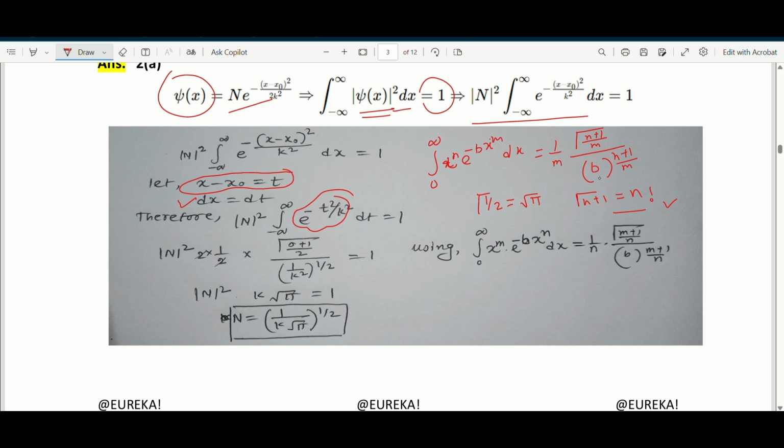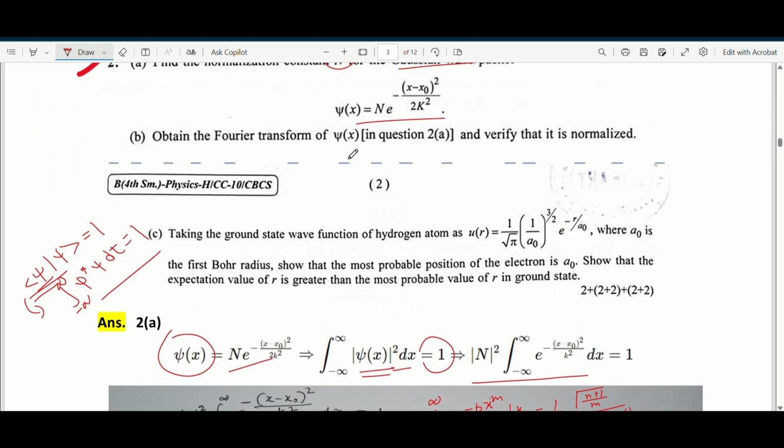So here we substitute this. Since this is t squared, it is an even function, so we can write twice of this as the integral from 0 to infinity, and then use this formula. After using this we get the n value as this. This is the formula, so this is the normalization constant for this problem.